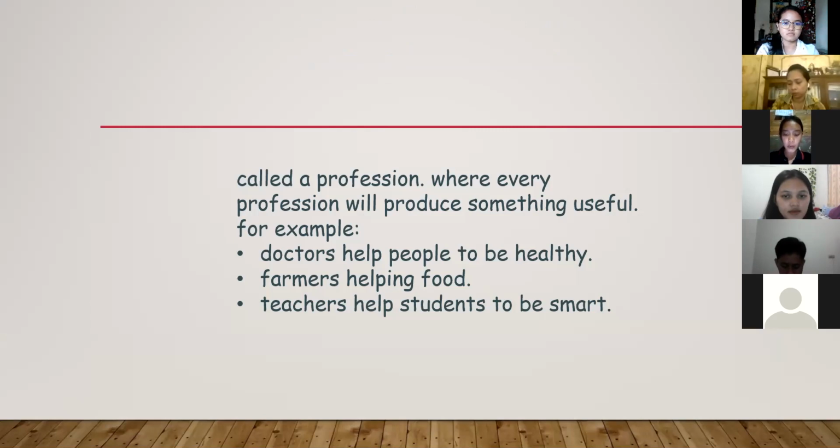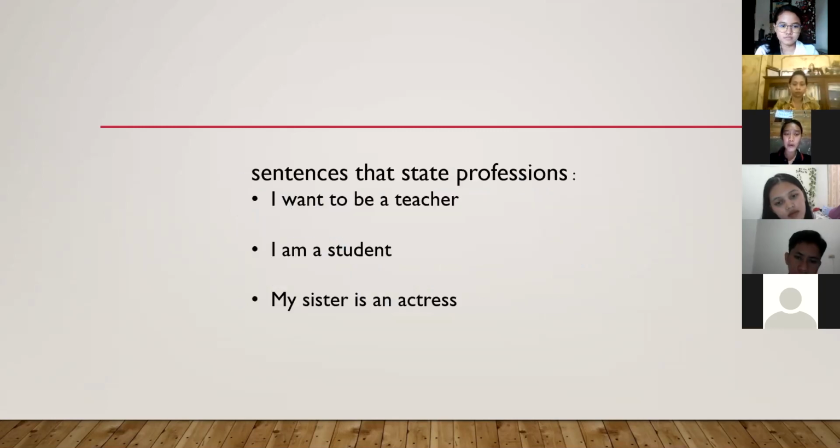Every profession will produce something useful. For example, a doctor helps people to be healthy, a farmer provides food, and a teacher helps students to be smart. Yes, right, you get it? Yes, miss. Okay, we will look at a few sentences that state professions. Please next. I will read for you.